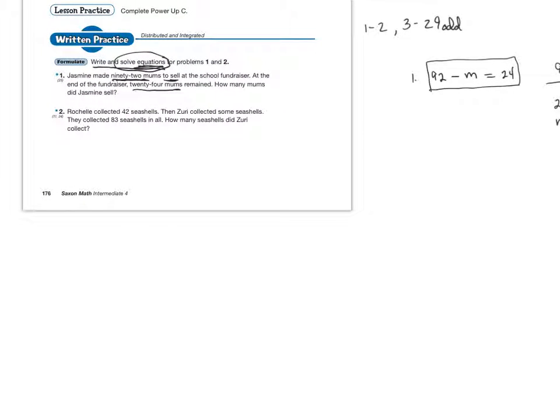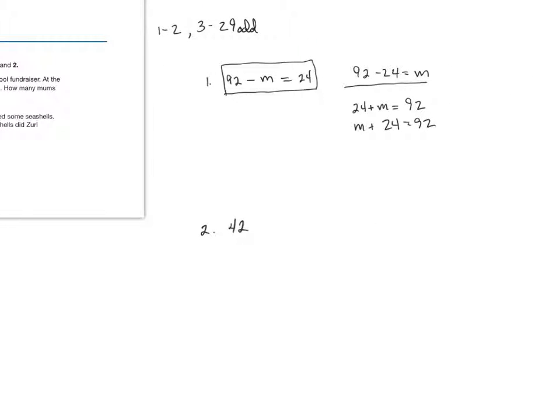Rochelle collected 42 seashells. Number 2. She collected 42 seashells. Then, oh, I forgot something in the last one. M equals mums, right? So when you get your answer, it needs to be M or mums, whatever your answer is. I don't know what the number is because I didn't solve it, because I don't want to solve it for you. I want you to solve it for yourselves. Okay, make sure you do that.